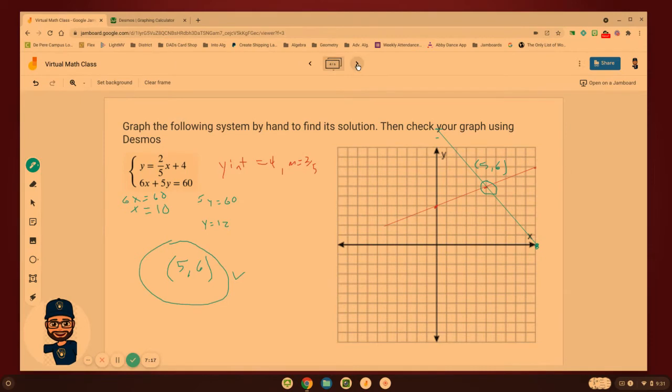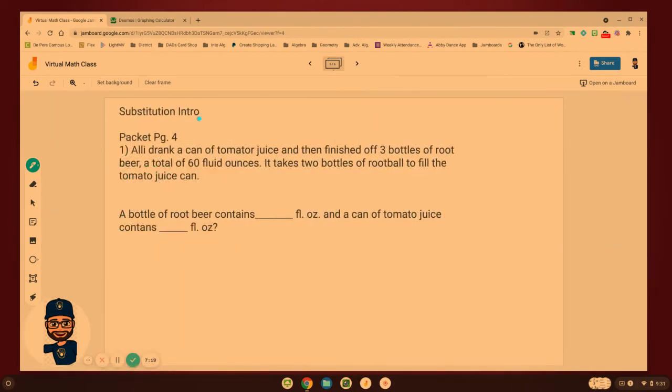Now, I want to take some time, though, to introduce you to substitution. We did a little bit of this at the beginning of the year, believe it or not. Here is an example from your packet on page 4. Allie drank a can of tomato juice, and then finished off 3 bottles of root beer, which was a total of 60 fluid ounces. It takes 2 bottles of root beer.